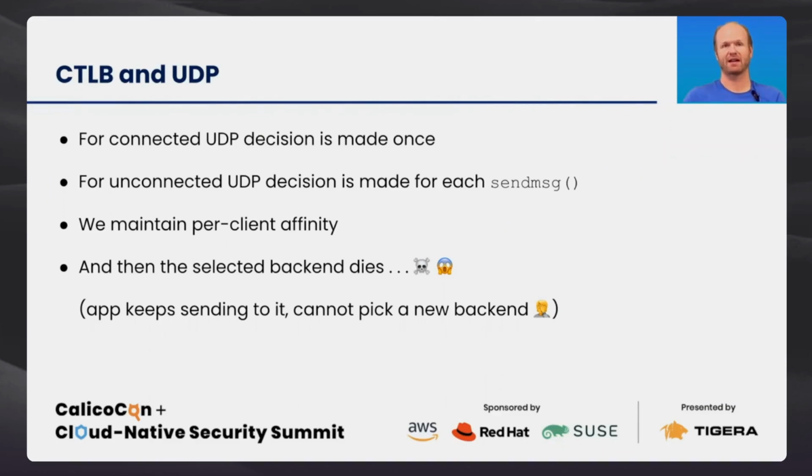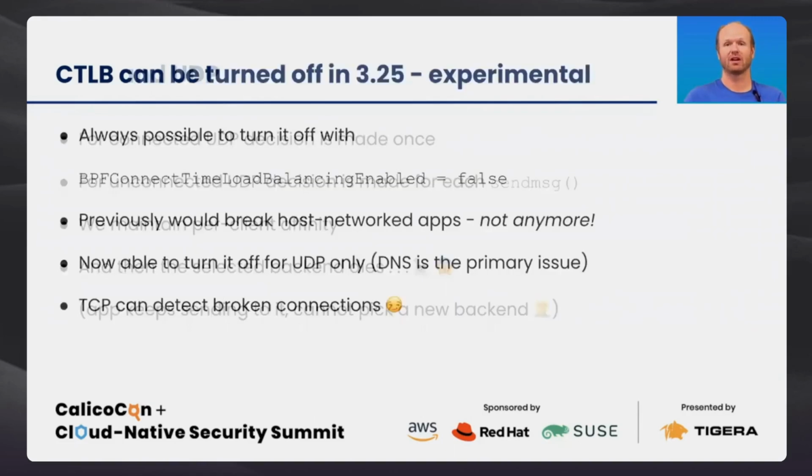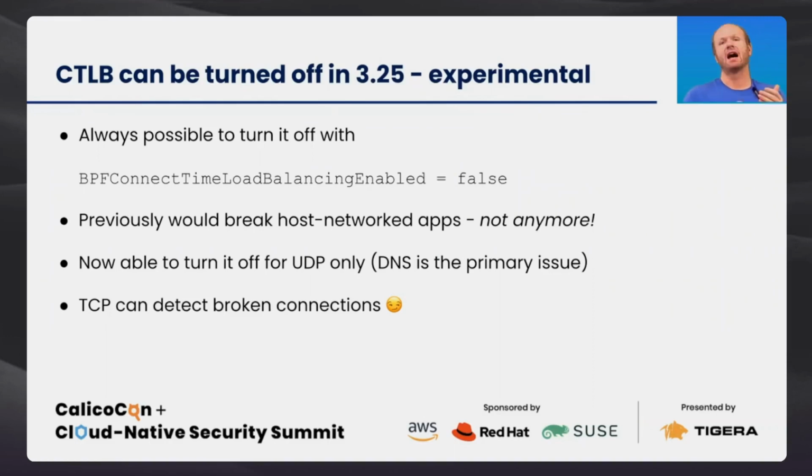But what happens if a backend dies? Essentially, the app can't tell, because it's sending UDP traffic somewhere, there's no connection being maintained. And so it keeps sending it to the backend that doesn't exist anymore. And it cannot pick a new one. So we can turn this feature off. That was always possible. But since the upcoming 3.25 release, we would be able to turn it off without breaking host network applications. And we can turn it off only for UDP because the primary use case here is DNS.